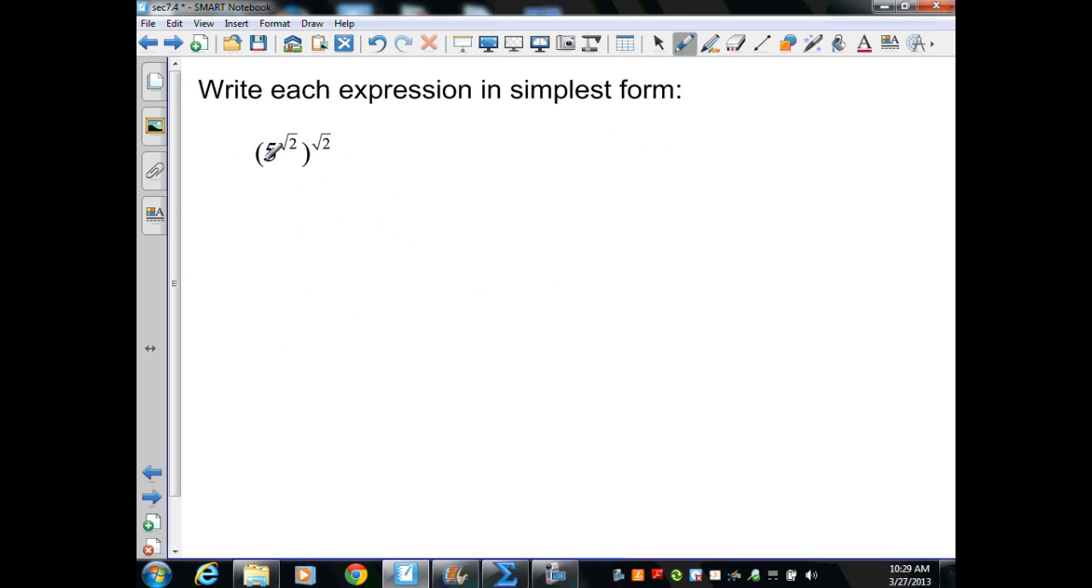Here, power to the power, 5. The square root of 2 times the square root of 2 is the square root of 4. The square root of 4 is 2, and my solution is 25.